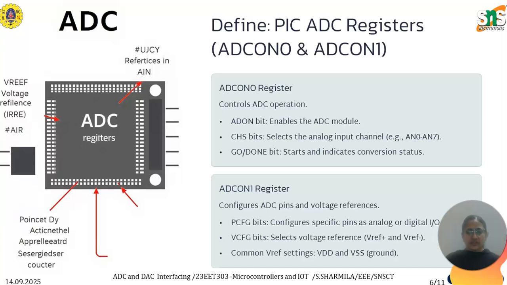The PCFG bits configure specific pins as analog or digital input or output. The VCFG bits select the voltage reference, that is V reference plus and V reference minus, because we know that the temperature sensor ranges from minus 55 degrees Celsius to plus 150 degrees Celsius. Common V reference settings are VDD and VSS ground. In this diagram, we show the V reference, the analog input signals, and the voltage reference signals.